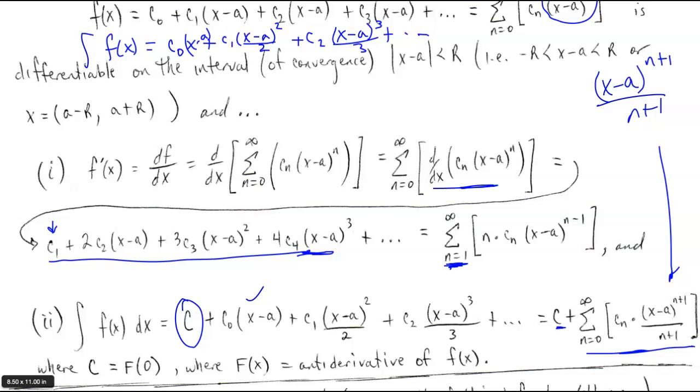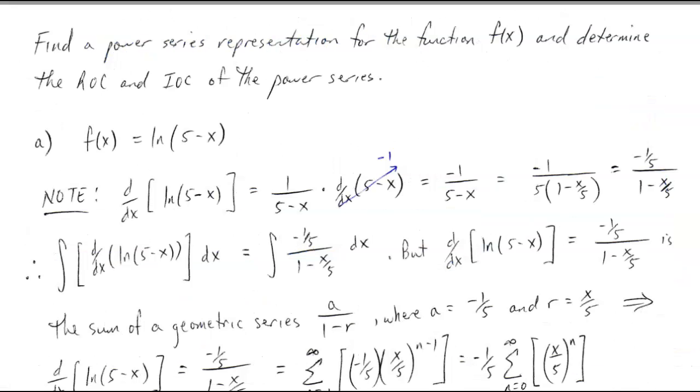All right, so for our next examples here, we want to find the power series representation for our functions and determine the radius and interval of convergence of the power series. So the function that we're asked to deal with is natural log of 5 minus x. Now, of course, natural log of 5 minus x is not something that we can look at and say, yep, I'm going to force that to be in geometric form.